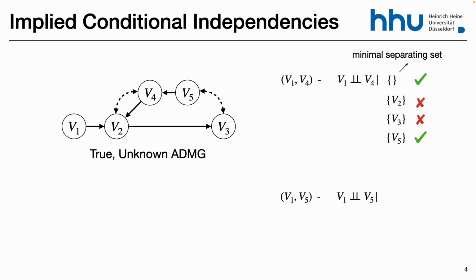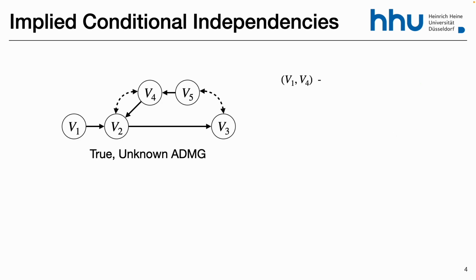I was here, V1 and V5. I guess no, right? I guess V1 and V4, we were here. So V2 doesn't work, V3 doesn't work, V5 works, right? Because V5, let's go back here. We need that all paths between V1 and V4 are blocked.